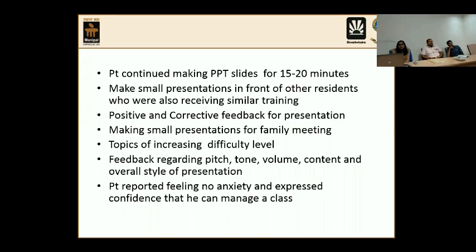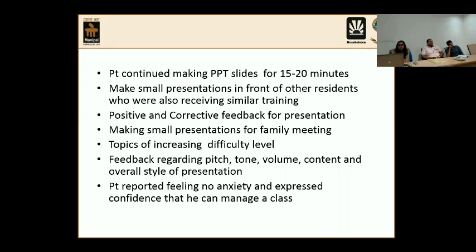And we also looked at the possibility of giving topics of increasing difficulty level, starting from fairly fundamental general topics to something slightly more specific and in the context of his educational background. The feedback given was generally regarding pitch, tone, volume, content, and overall style of presentation. After receiving a few sessions like this, he reported that he doesn't feel any anxiety, and he also felt that possibly he can manage a class.